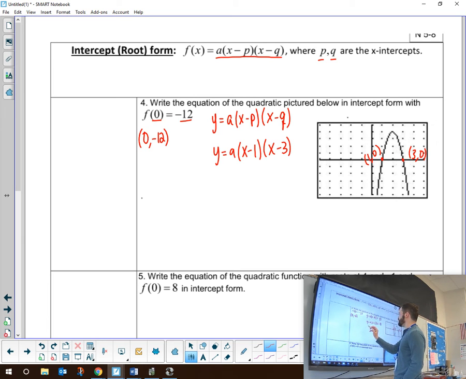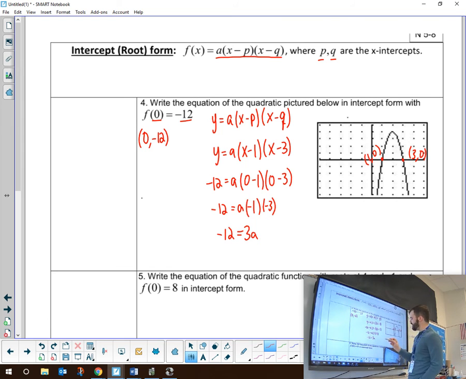So let's do that. Let's plug in negative 12 for y. We don't know what a is. This is what we're trying to solve for. Let's plug in 0 for x. And then let's solve. So 0 minus 1 is negative 1. 0 minus 3 is negative 3. Times those together, we're going to get 3a. So 3a equals negative 12. So we're going to divide this side by 3, divide this side by 3. And so 3 divided by 3 is 1. Negative 12 divided by 3 is negative 4. So that's going to be a equals negative 4.